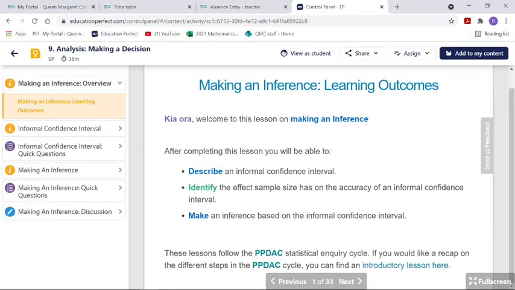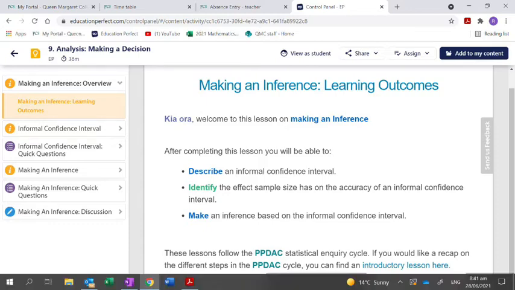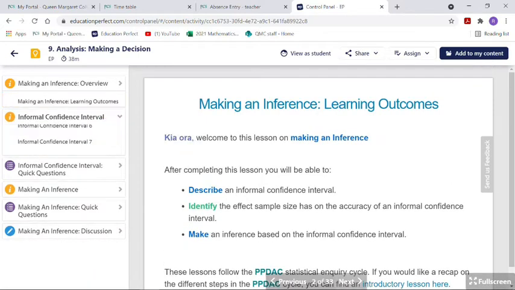After completing this lesson, you're going to be able to describe the informal confidence interval. Okay? So what is it saying? You're going to identify the effect that sample size has on the accuracy, so we'll talk a little bit about sample size again. And then finally, you're going to be able to make an inference based on that interval. So this is where you're going to be able to answer your question. Okay? All right, so let's go through some of these.